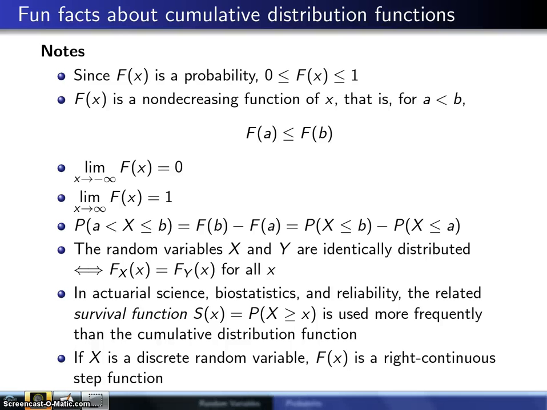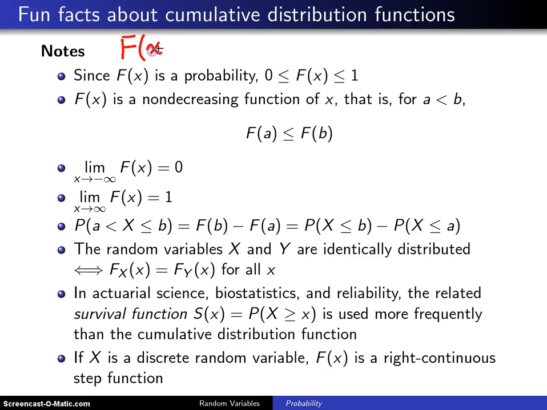Here are some fun facts concerning cumulative distribution functions. First of all, since F(x) is a probability, recall from the previous slide that capital F of little x is the probability that the random variable capital X is less than or equal to little x. Since it is a probability, it has to obey the probability axioms and their spin-offs, and because of that, F(x) has to lie between 0 and 1 inclusive.